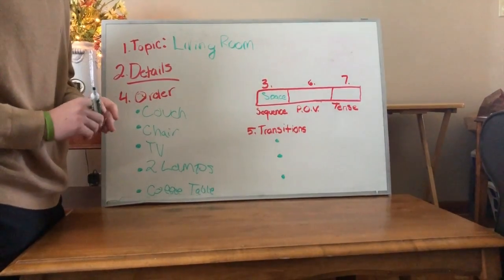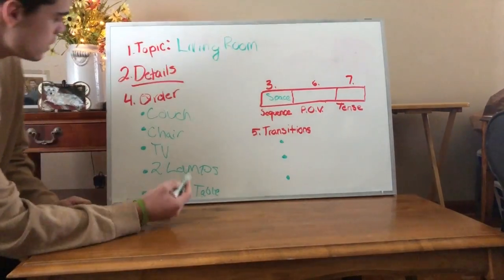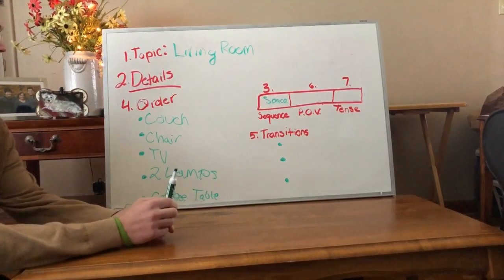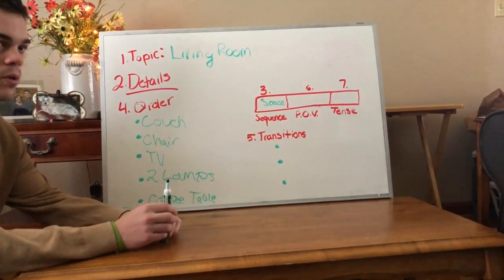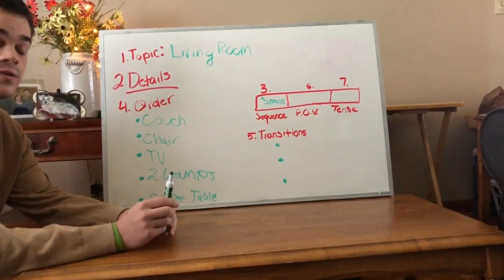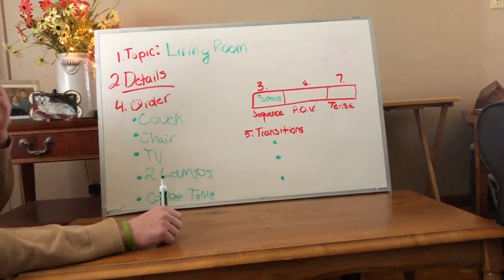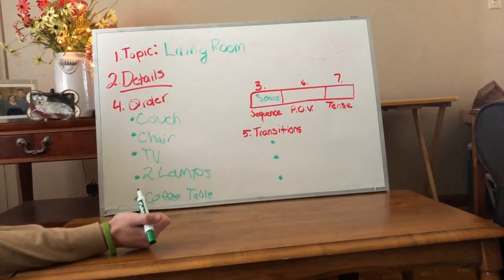Perfect. Now we're going to move on to number 4. So if we look at number 4, it looks like 5 total details. So we're going to look at what's most important to describe the room, to envision the picture of the room to the reader. So we're going to look at the couch, chair, TV, 2 lamps, and a coffee table.